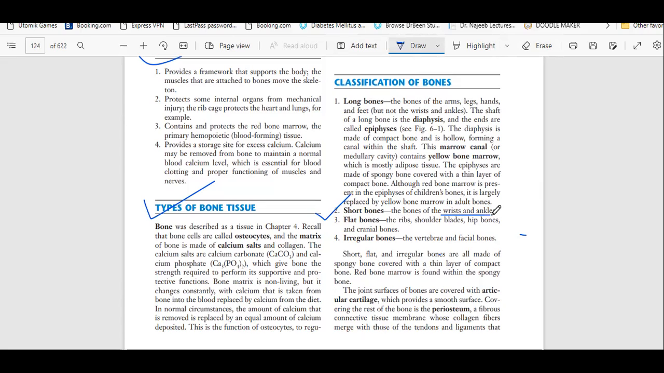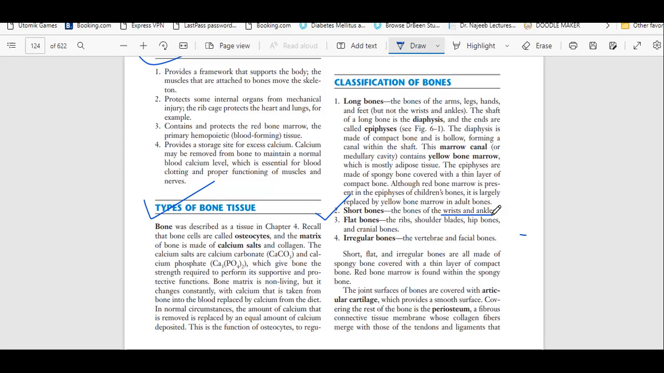Short bones are in the wrist and ankles. So we have the limbs, the upper limb and lower limb. In the upper limb, there are long bones as well as short bones. Where are the short bones located? In the wrist. This is the wrist, and this is the hand. Both wrist and hand have short bones, mostly in the wrist region.